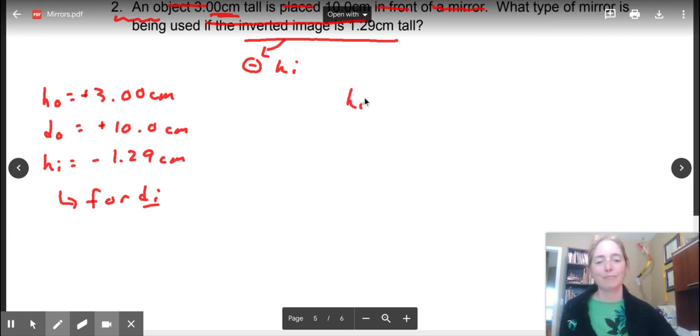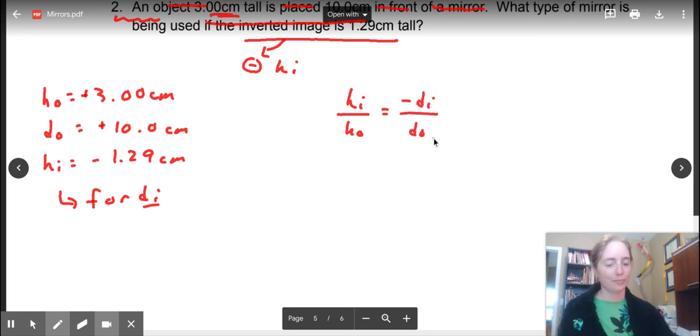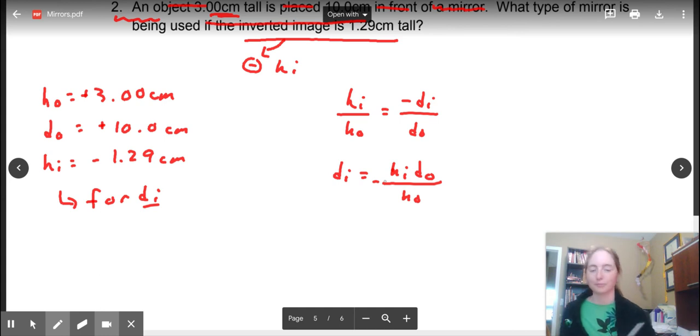Okay, so HI over HO is equal to negative DI over DO. I'm going to rearrange my equation and multiply both sides by DO and then multiply both sides by negative 1 to get that negative sign out of there. So I'm going to wind up with DI equal to HI times DO divided by HO, and the whole shebang is going to be negative. That's a negative sign. All right. So plonk your numbers in.